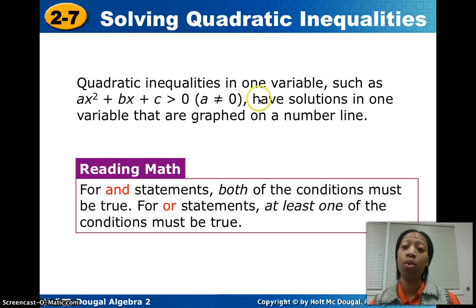Quadratic inequalities in one variable, such as ax squared plus bx plus c is greater than 0, have solutions in one variable that are graphed on a number line. So we can graph our solutions on a number line. Now remember, for AND statements, both conditions must be true, but for OR statements, at least one of them will be true.